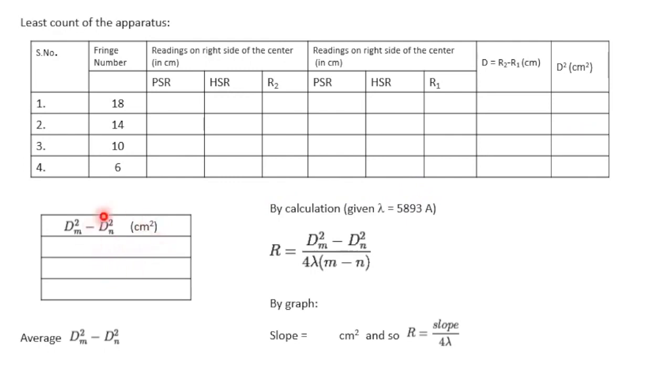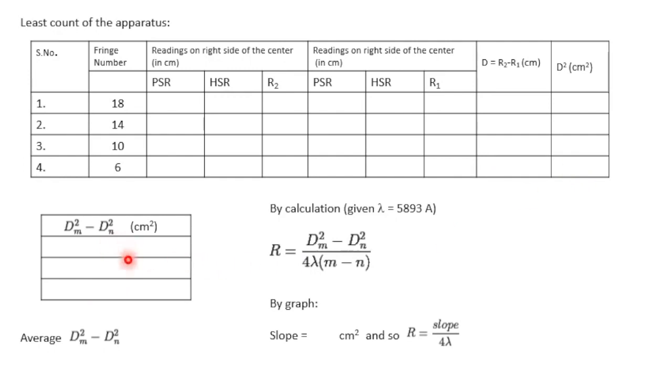Now you need to fill this table as well, which gives you the difference between the squares of the diameters of the mth ring and the nth ring. If I choose my mth ring and nth ring in such a way that m minus n is 4, then I can always find the difference Dm squared minus Dn squared. So for the first entry over here, this is essentially D18 squared minus D14 squared. For the second entry, it is D14 squared minus D10 squared. And for the third entry, it is D10 squared minus D6 squared.